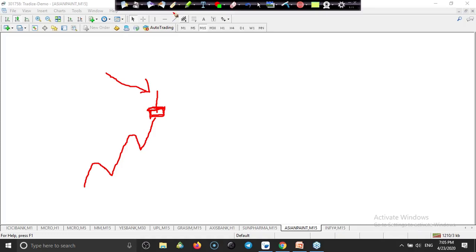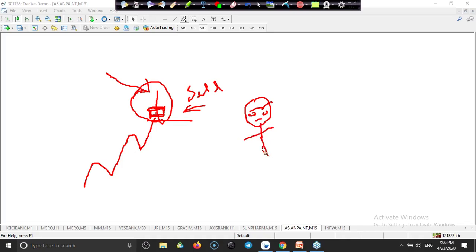Now most of the people are telling us to sell here. Most of the crowd is saying sell in this area because of this inverted hammer. These people are thinking that after this candlestick pattern appears, the price will go down. Let me put a line here now.